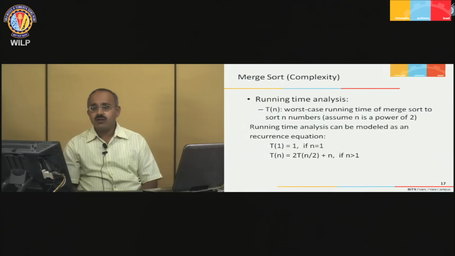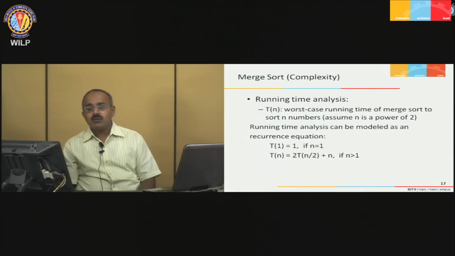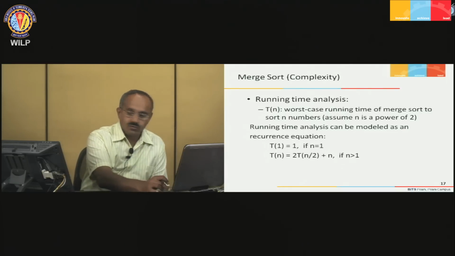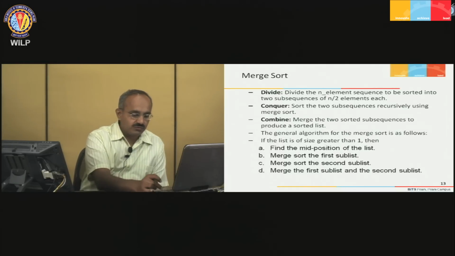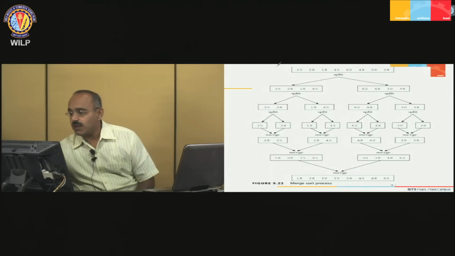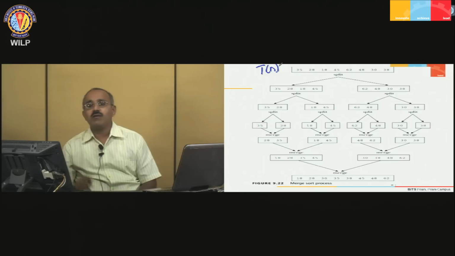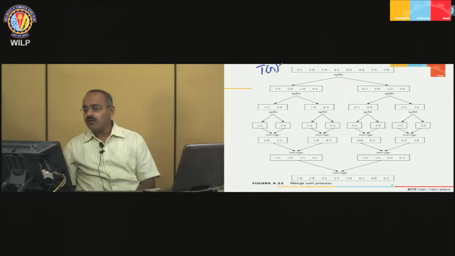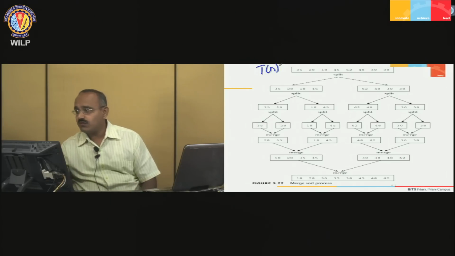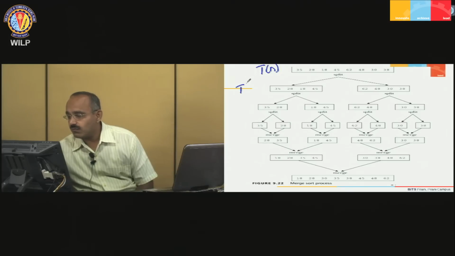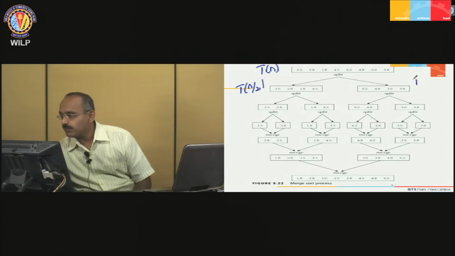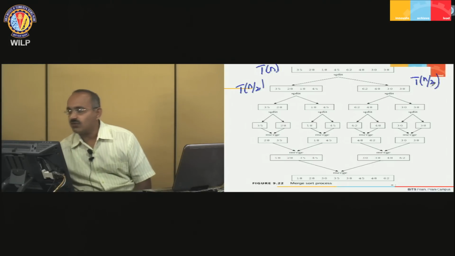So, if T(n) is the worst case running time to merge sort n numbers, then let us go back to the illustration of the algorithm. If the time required to sort this sequence of n elements is T(n), then this time is going to be the same as the time required to sort this sequence, which is of size n by 2, plus the time required to sort this sequence, which is of size n by 2.